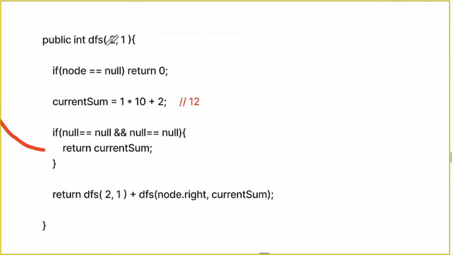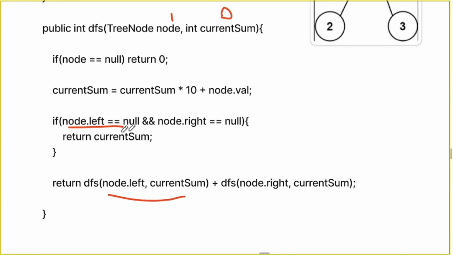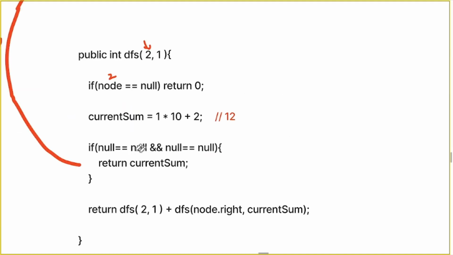Now it will check whether the node is null. No, the node is 2, it is not null, so that statement will never get executed. Then it goes to the next and calculates the current sum: 1 into 10 plus the current node value 2, so the value is 12 now. Then it will check whether the node's left is null. Node's left is null, so null equal to null is true.